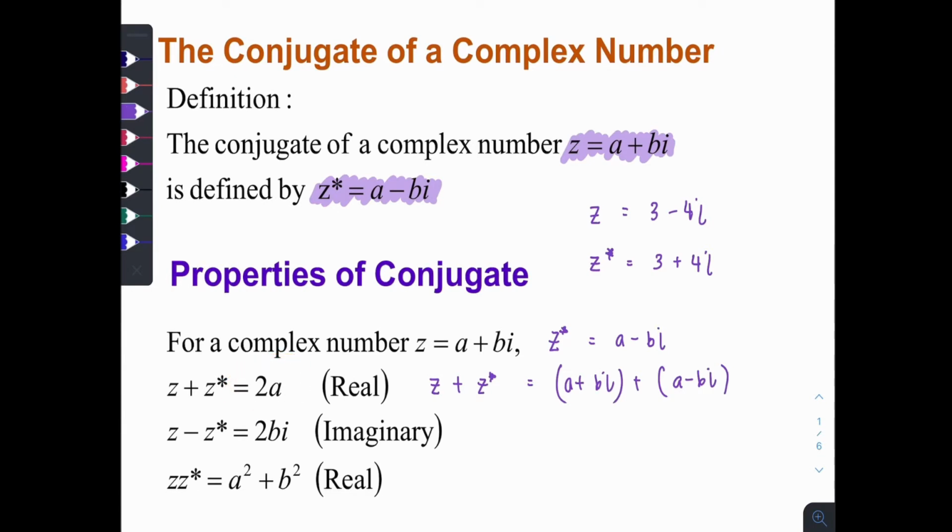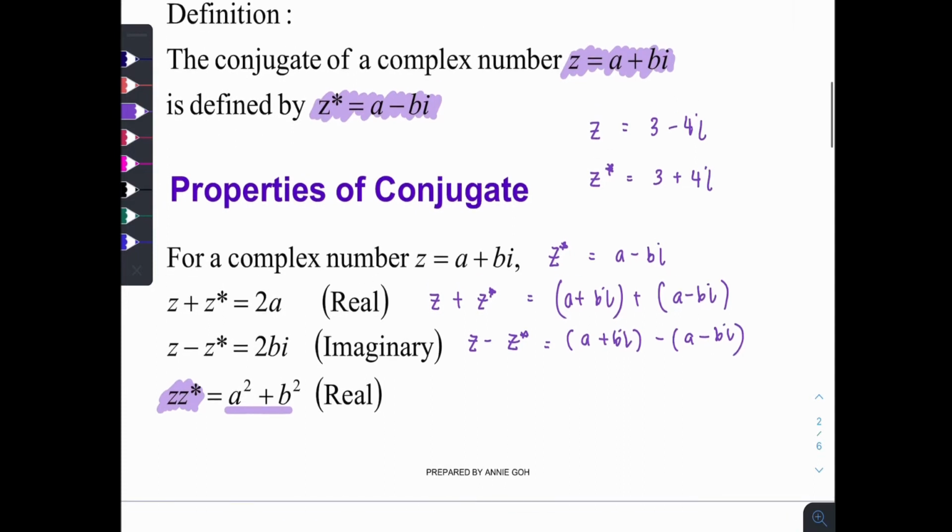If z minus z conjugate in the second line here, you will get 2bi, because a plus bi minus a minus bi gives 2bi, an imaginary number. But what is important here is when z is multiplied with its conjugate, we will get a squared plus b squared, which is a real number. So I'll prove it here.